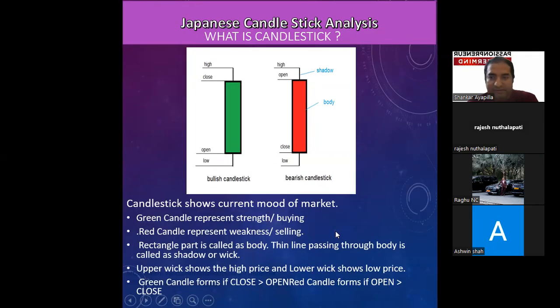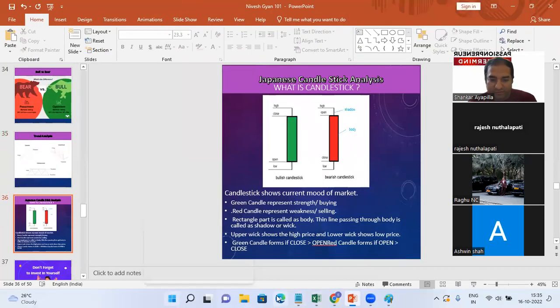So what is a candlestick? Why is it so successful and why do people blindly follow this particular candlestick? Imagine on one day, say XYZ stock opened at a price of 100 rupees. Okay, I will draw this again. Let me draw this for a better explanation.